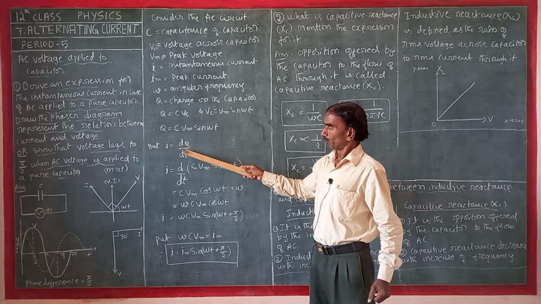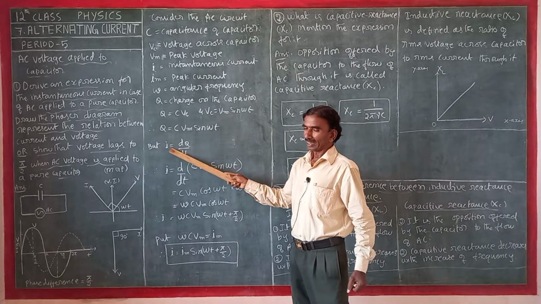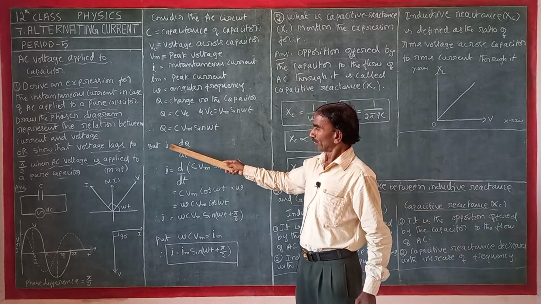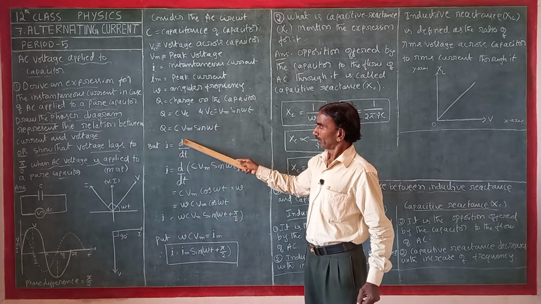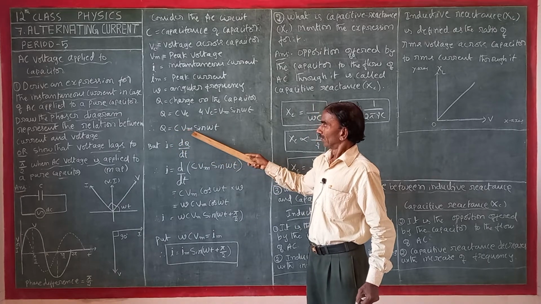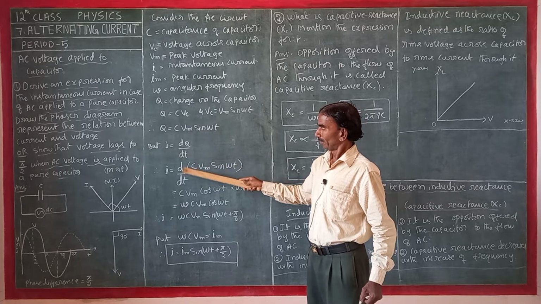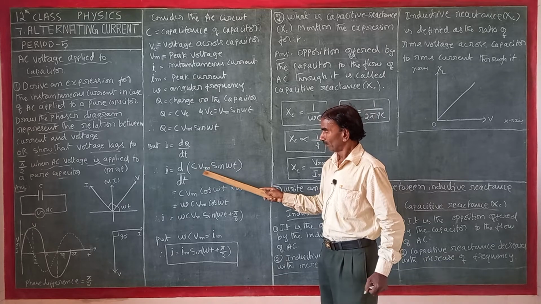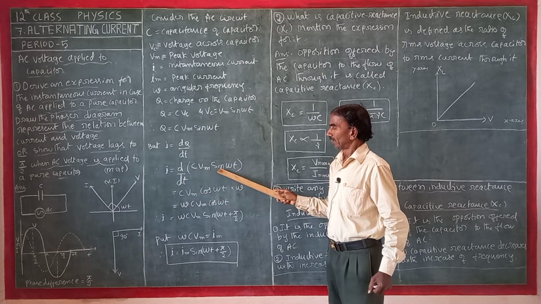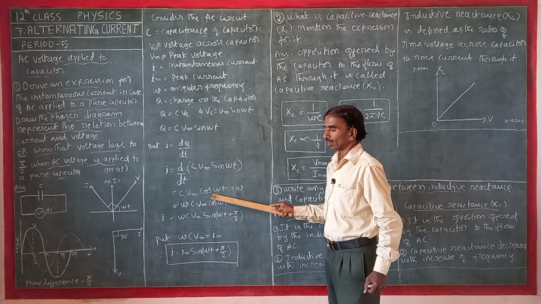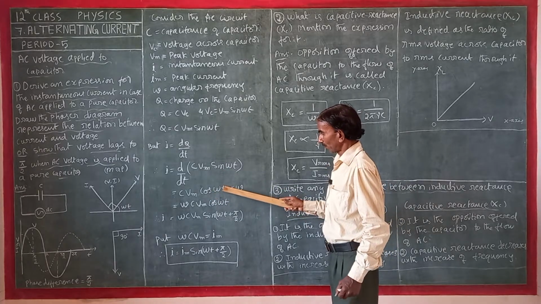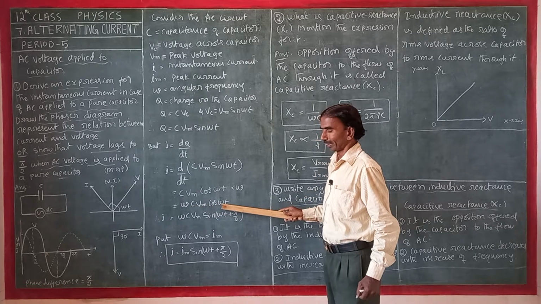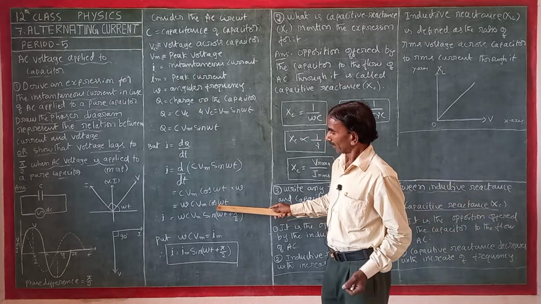But I is equal to dQ by dt. Current is the quantity of charge by time taken. So I is equal to dQ by dt. Instead of Q you have to write C Vm sin omega t. So d by dt of C Vm sin omega t. C Vm is constant, so it comes outside. Differentiation of sin omega t is cos omega t, into differentiation of omega t, which is omega. So that is omega C Vm cos omega t. So the formula is there, cos omega t.